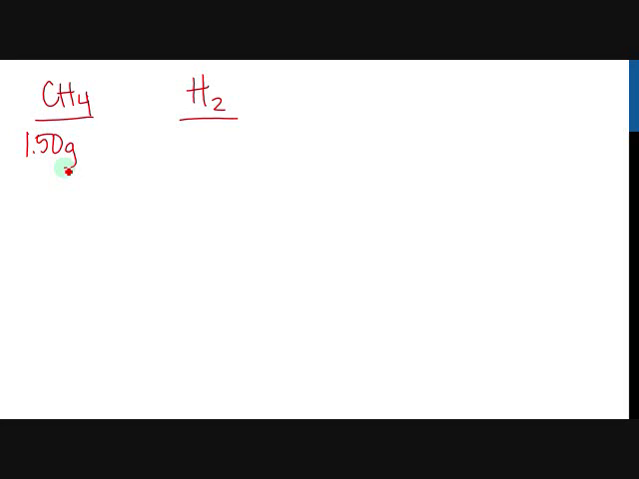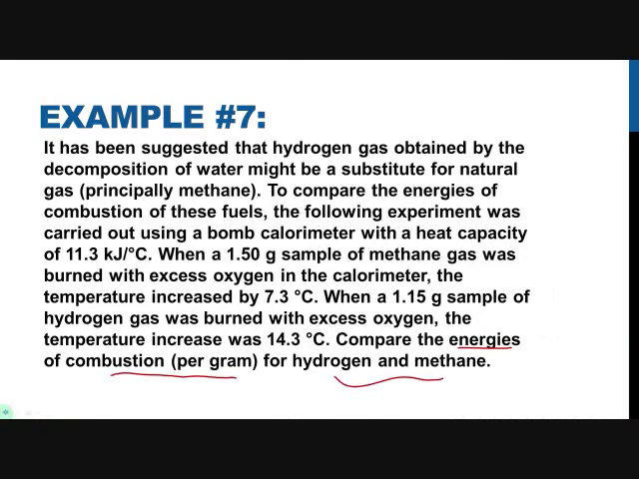used, and when that was burned, the temperature increased by 7.3 degrees. So that would be your change in temperature. Okay, and then for the hydrogen gas, we had 1.15 grams, and then we had a temperature change of 14.3 degrees Celsius. And it tells us that the heat capacity of the bomb calorimeter is 11.3 kilojoules per degree Celsius.